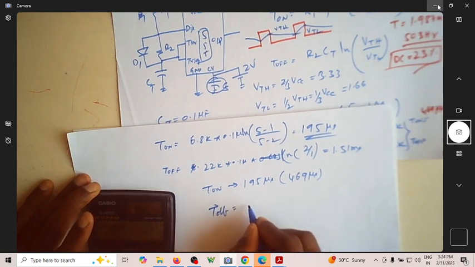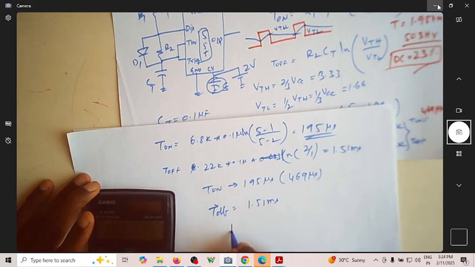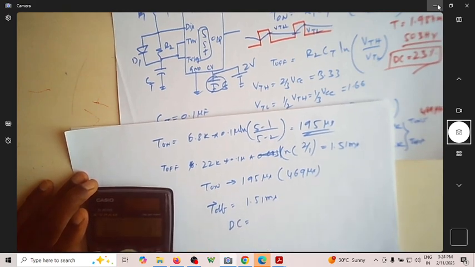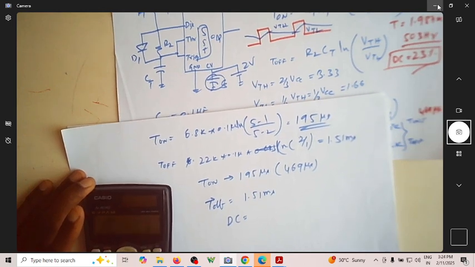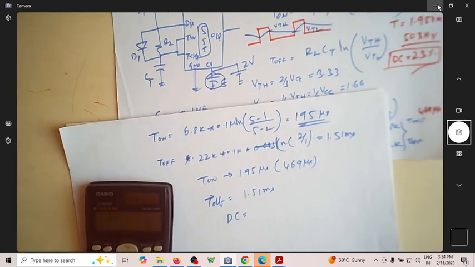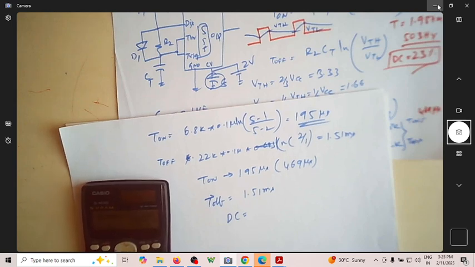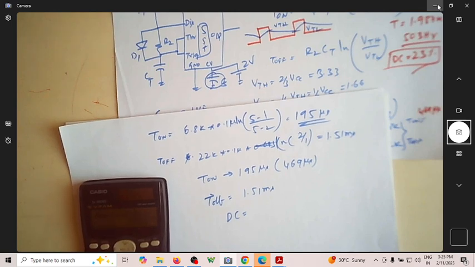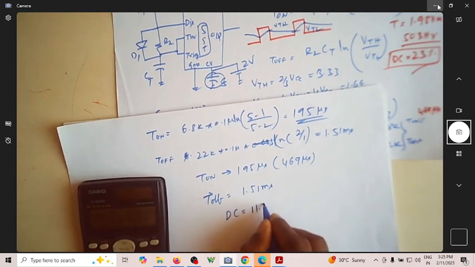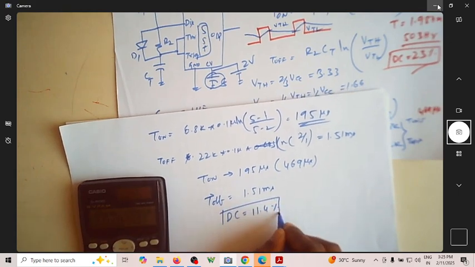T off is how much? 1.51 millisecond. So duty cycle will now be 0.195 exponential minus 3 over (1.51 exponential minus 3 plus 0.195 exponential minus 3). So 11.4% is the duty cycle.